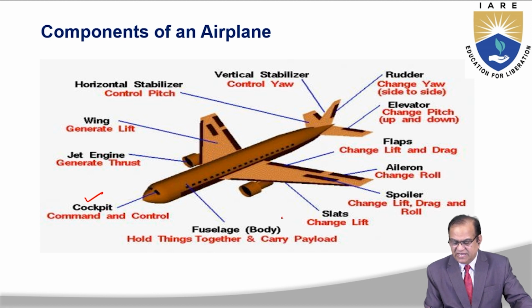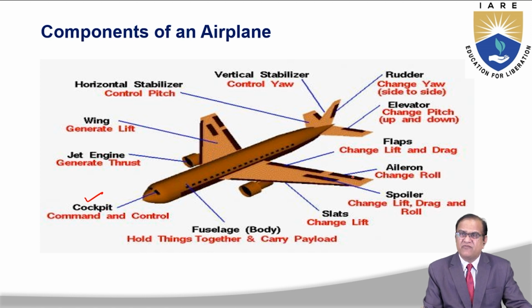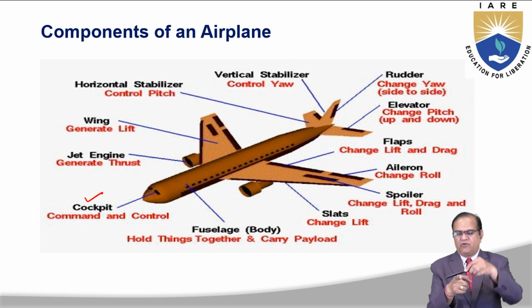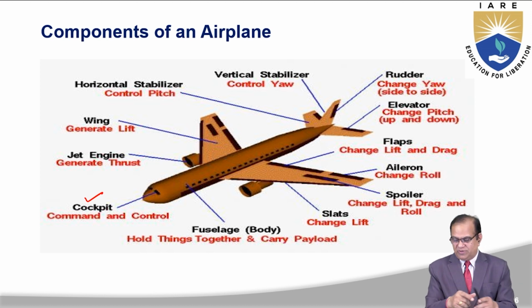Next we can see here a slat. These are the slats. They are used for increasing the lift of the aircraft. Then we have a spoiler. These spoilers change the lift, drag and roll of the aircraft. These three functions are performed by the spoiler. We have the aileron. Ailerons are used for rolling the aircraft. If you want to roll the aircraft, the aileron has to be deflected.